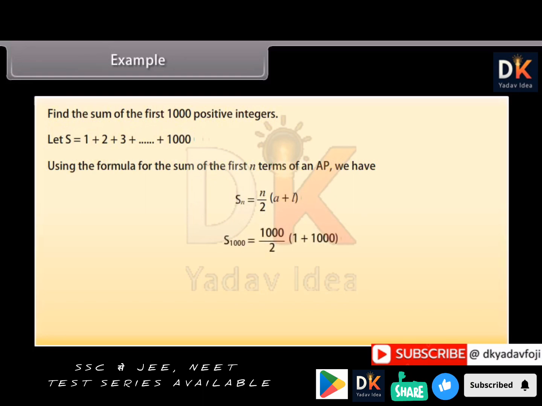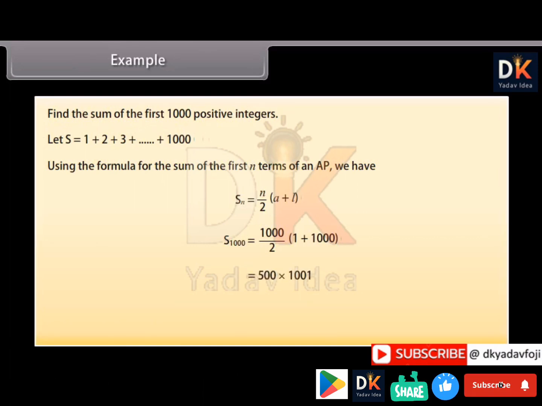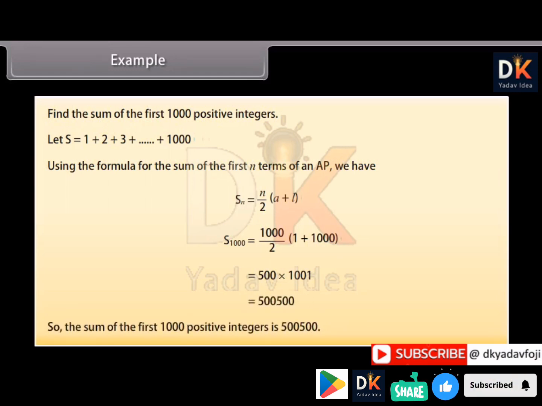Substituting the value of n, we get S1000 is equal to 1000 upon 2 into (1 plus 1000). This is equal to 500 into 1001, which becomes 500500. So the sum of the first 1000 positive integers is 500500.